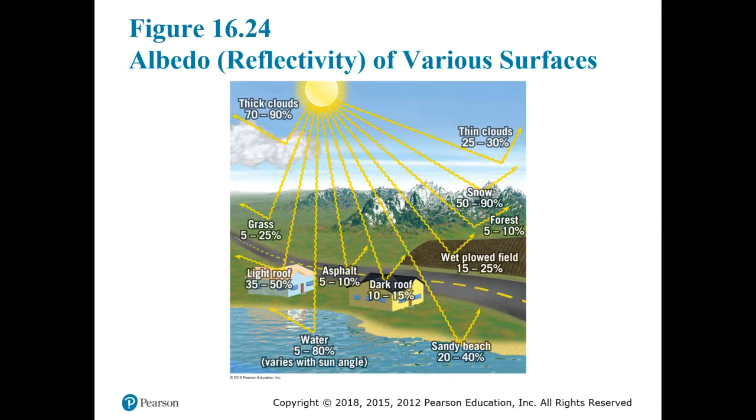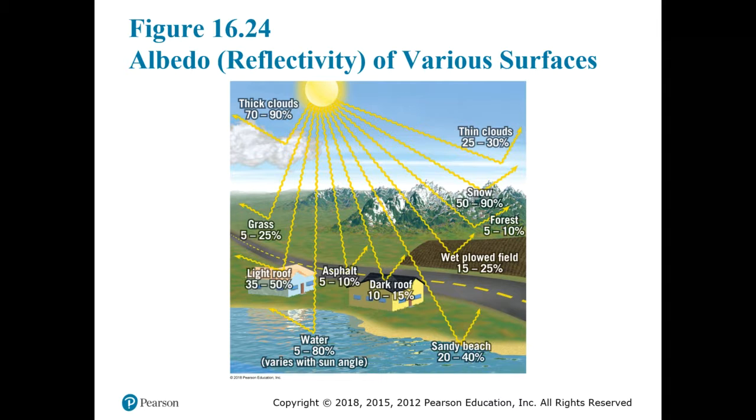So I always tease the dean that he has a lot of albedo because he's bald, and so when he's walking outside, he's reflecting a lot of light back. But a wet cloud field has an albedo of 15 to 25%, versus asphalt, which is absorbing a lot of that, only 10%.